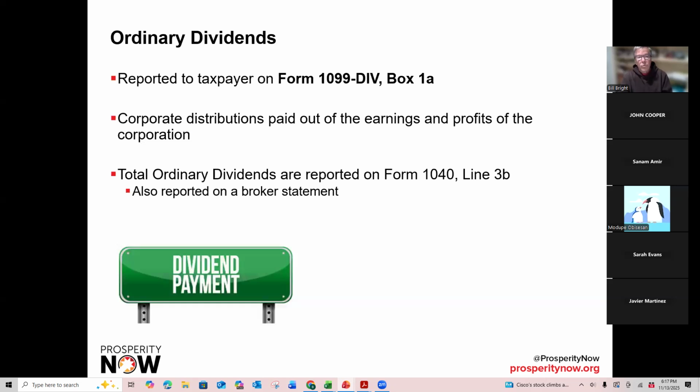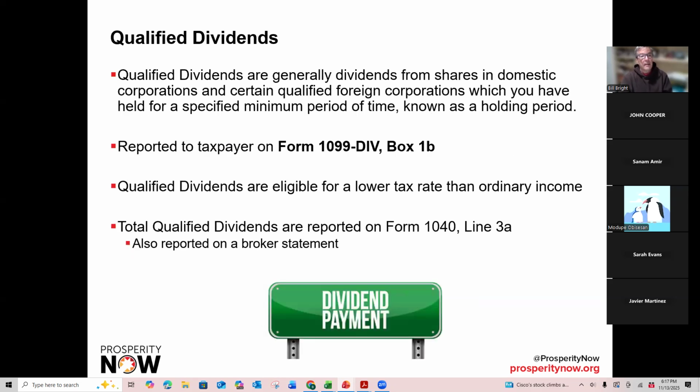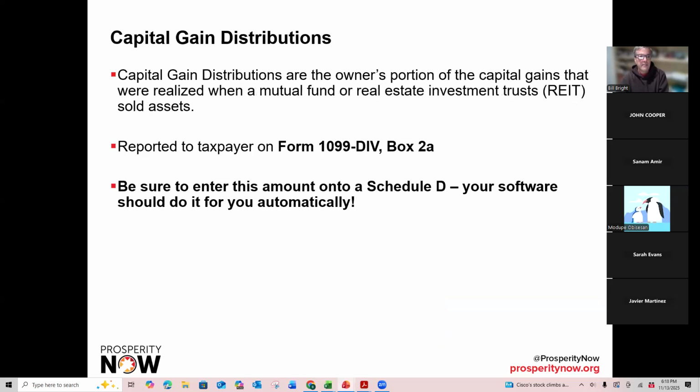Again, dividends are corporate earnings paid out or profits from the corporation. They're reported online. They flow through to the 1040 line 3B. Generally, they come from a brokerage statement as well. They're usually dividends from the share of a domestic corporation. Qualified means they're held for a certain period of time. Generally, you're going to get the capital gains rate, which is lower than your income tax rate. For most of our folks, it may be part of a mutual fund that they have, which is generally held for at least a year. So that's why the qualified dividends are the same as ordinary dividends.